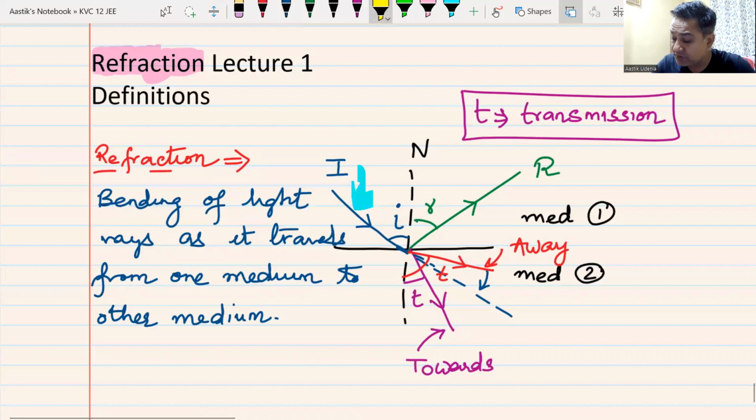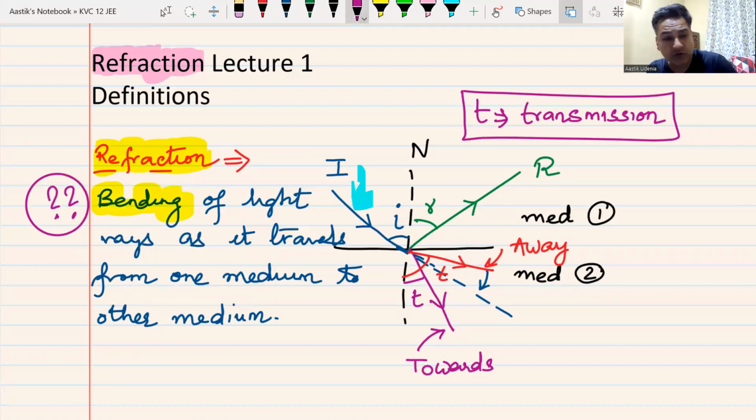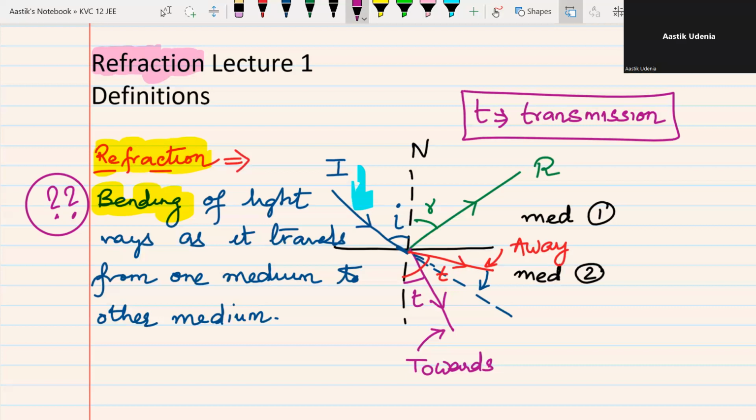The question that I'm going to ask, and which you already must know: why does it happen? Why? And there's a big question mark here. Why does light bend? Why should it bend when it goes from one medium to other medium? Tell me. Tell me, why does it bend? Anyone? Due to refractive index.